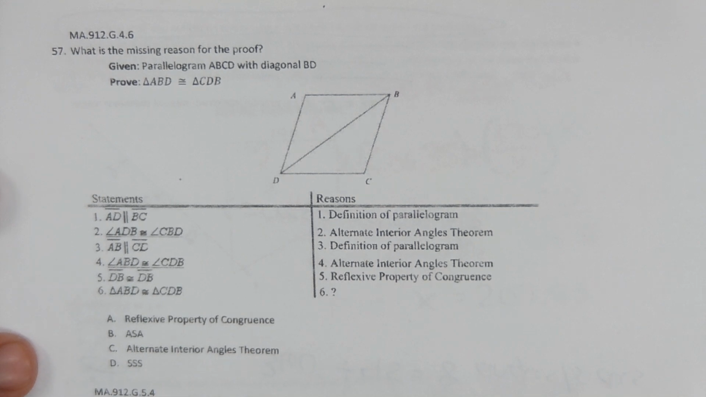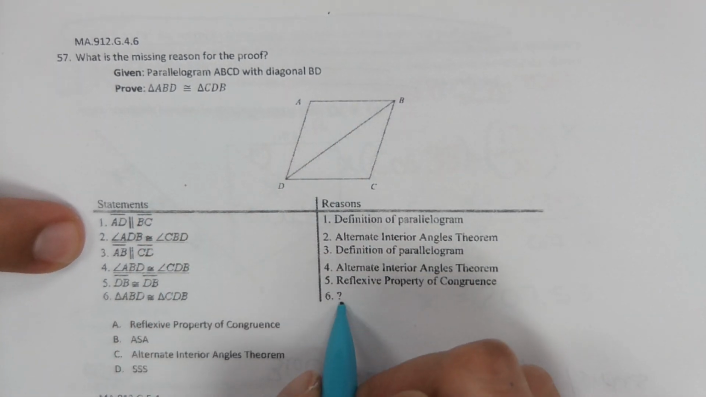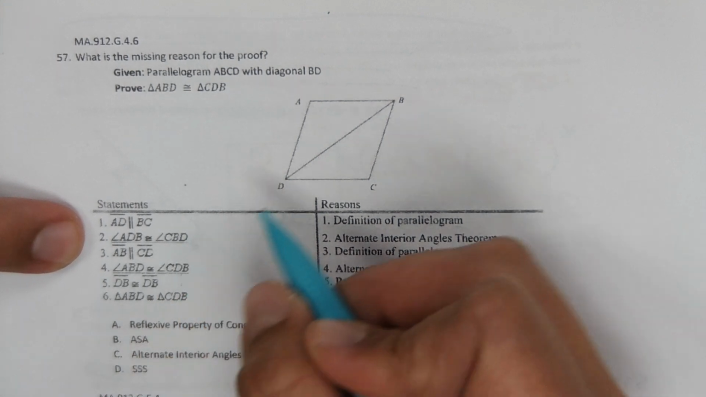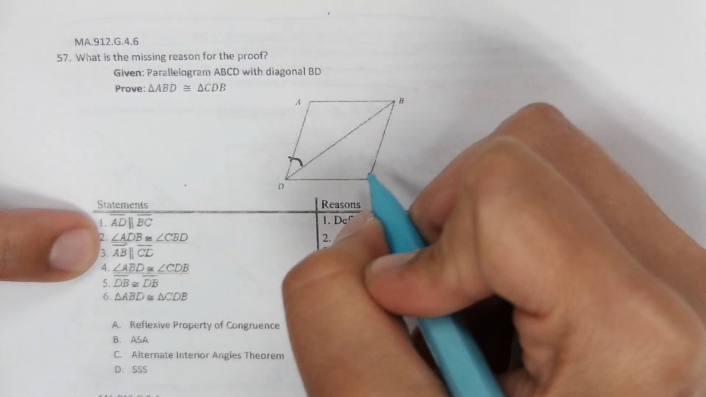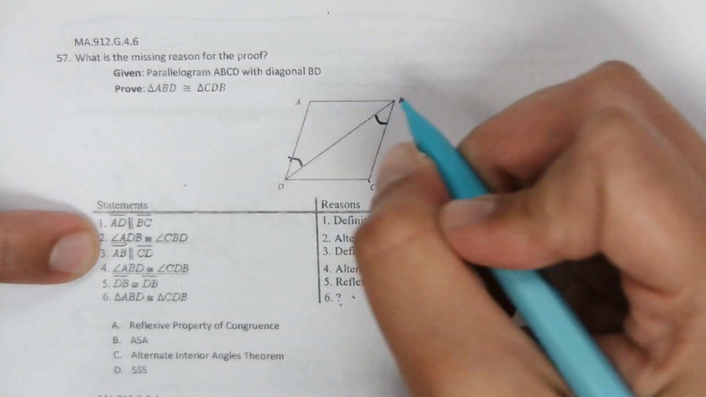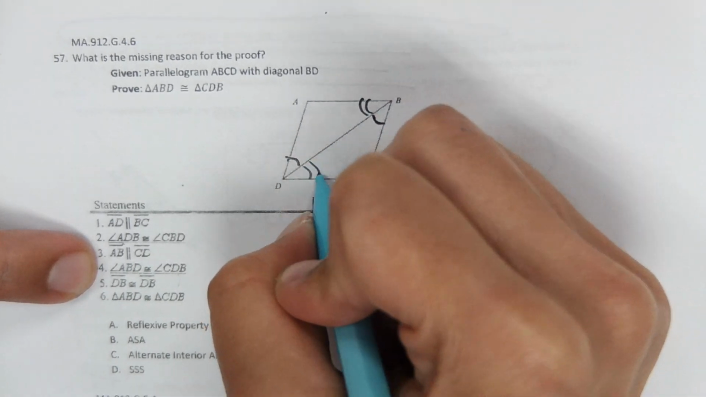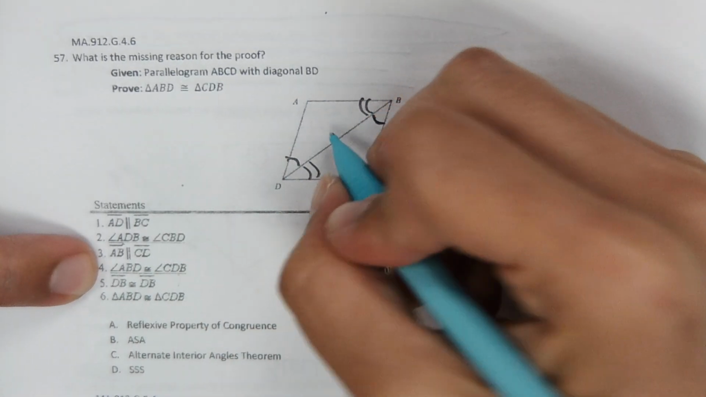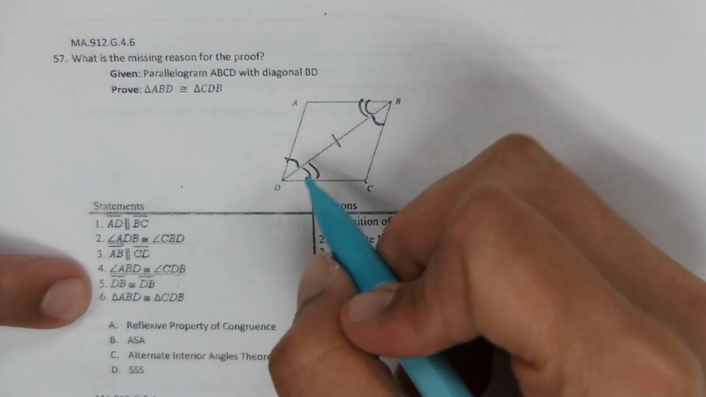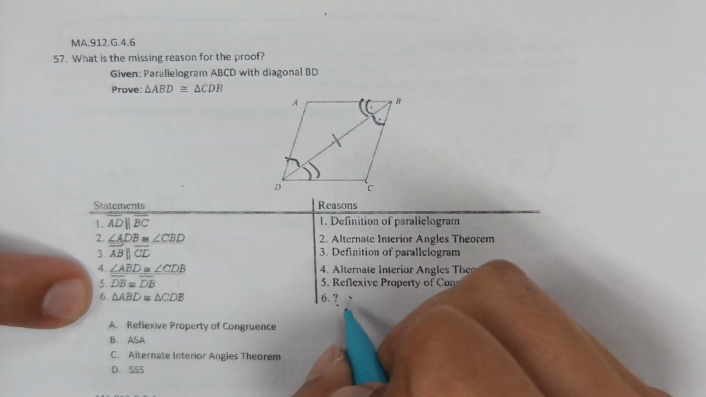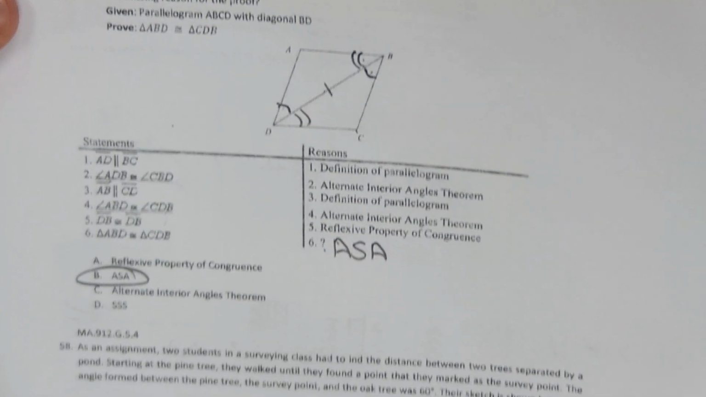57. What is the missing reason for the proof? For this, we're looking for this last reason. What I'm going to do is mark all this up so I can see what it's looking for. So here it says ADB is equal to CBD right here. And then ABD, so this angle is equal to CDB right here. And then it says DB is equal to itself as a reflexive property. And now we're looking at why these two triangles are congruent. Angle, side, angle, angle, side, angle. So that is what we're looking for. Next.